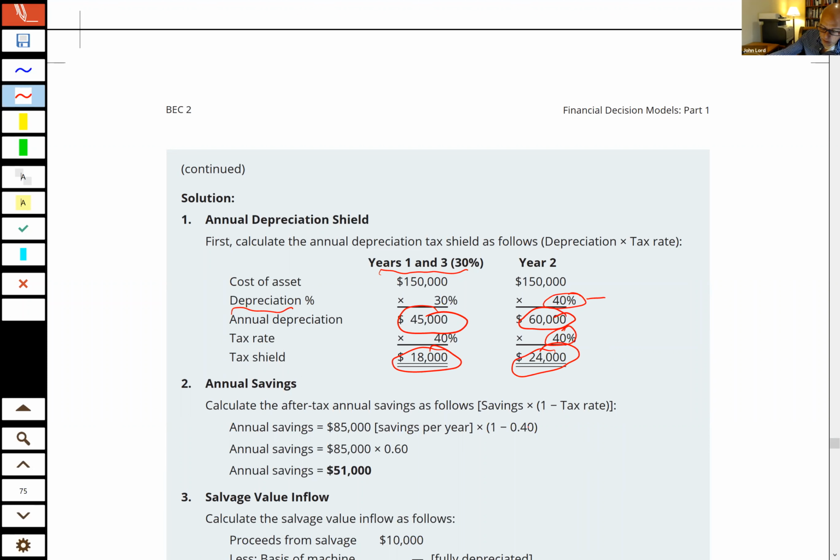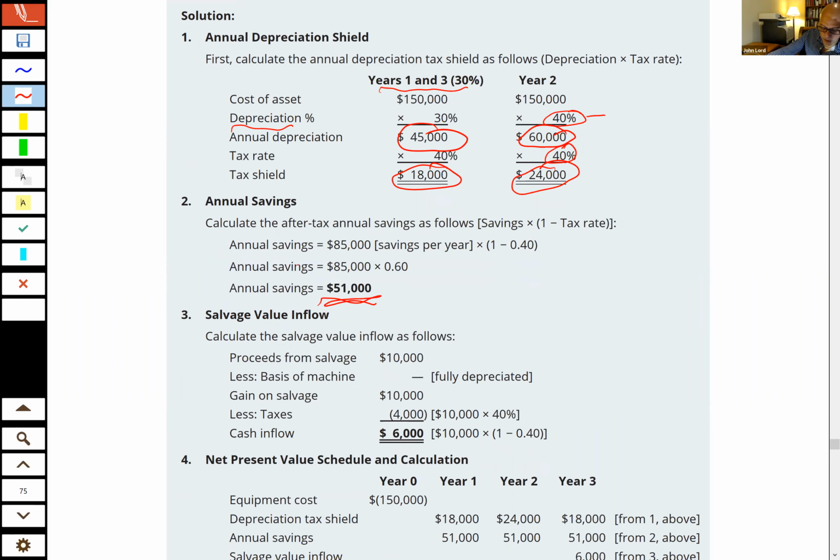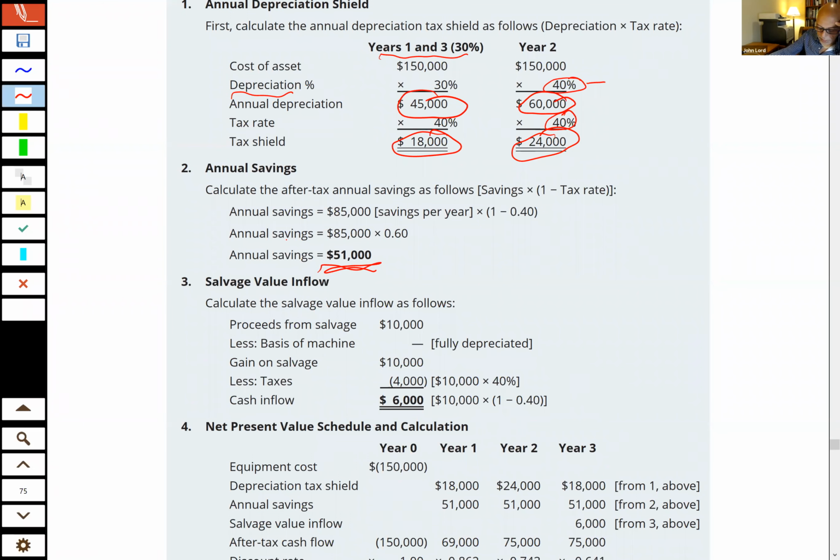Okay, annual savings, and again, annual savings is 85,000, but you need to take that net of tax. And then you're going to have the fully depreciated asset at the end that you sell for 10. And we have to consider what the tax implications of that are. You could take 10,000 times 60%, or take the 10,000 minus the 40% tax, however you want to do that. I like to take 10,000 times 0.6, because I'm looking at saying, okay, after I pay the tax, I'm going to get to keep 60%.